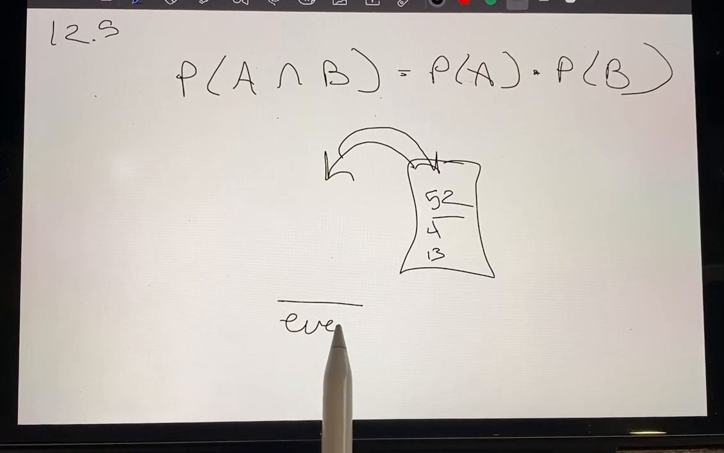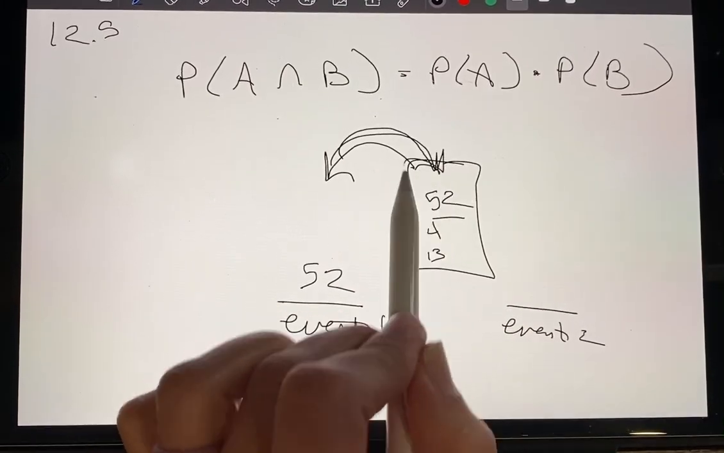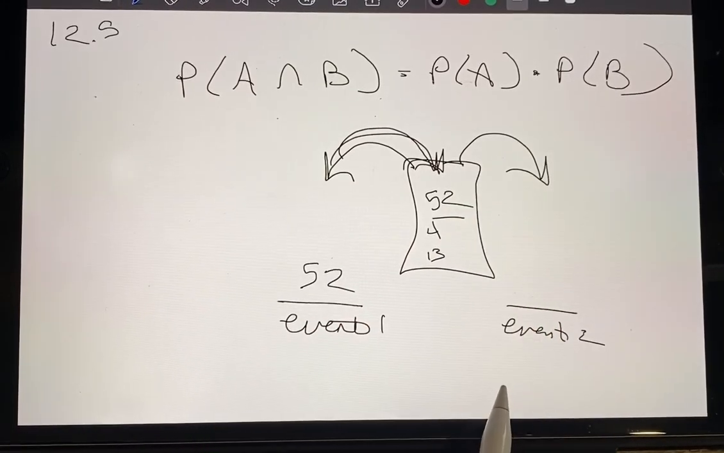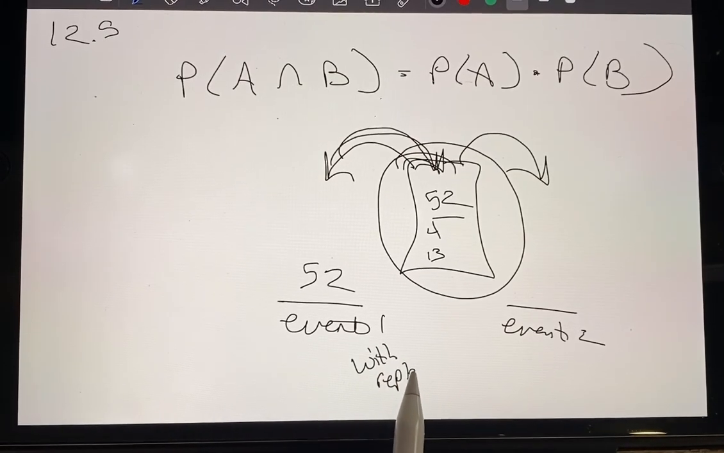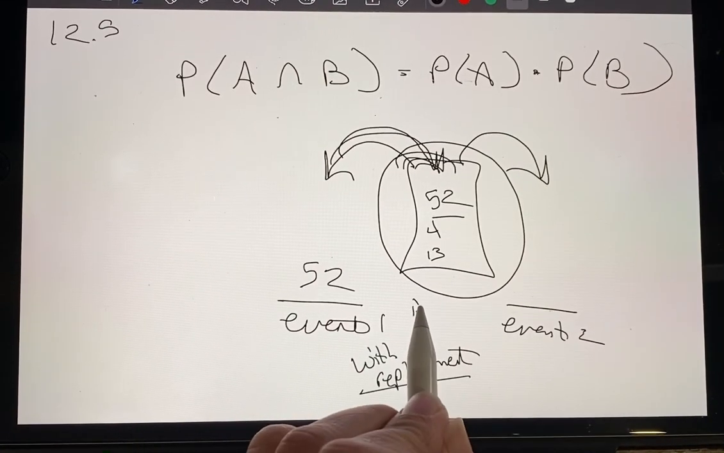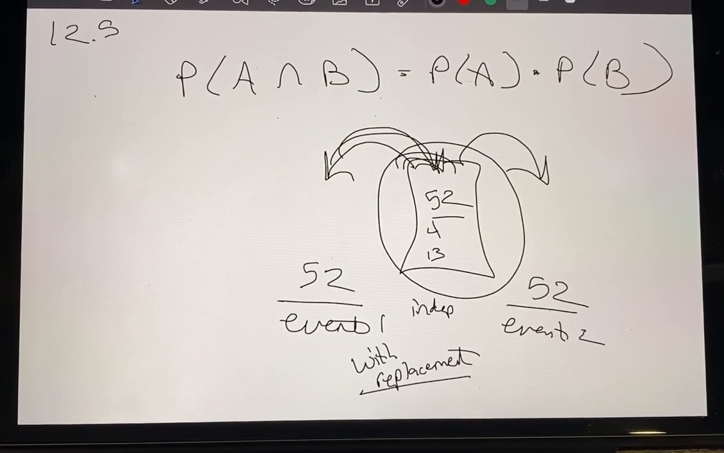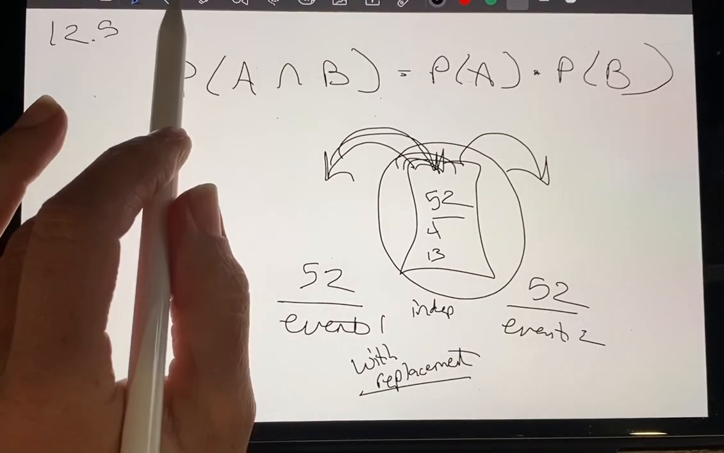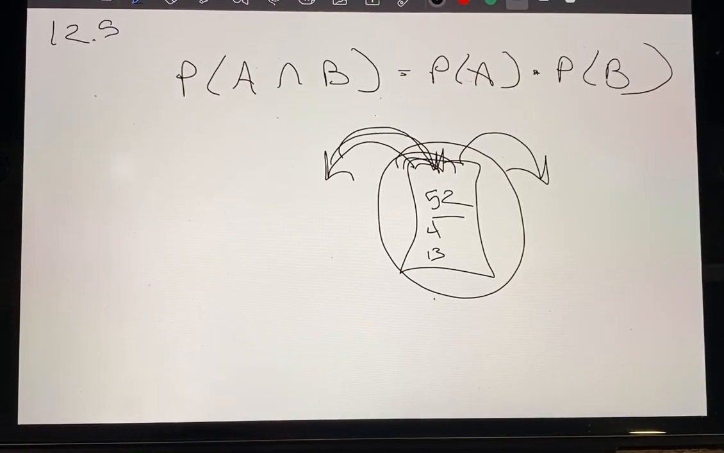So my event 1 means I'm drawing from a deck of 52 cards. And then for event 2, I put the card back, and then I draw again. So when I put the card back and it said with replacement, that means we started back over. So these are independent events. And I also have 52 options for the second time that I draw. Now, for part B, they say, now also find the probability of these without replacement.